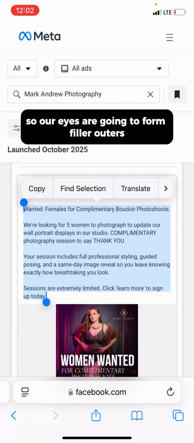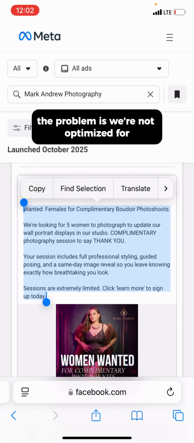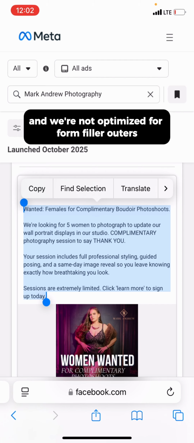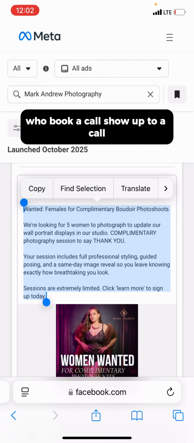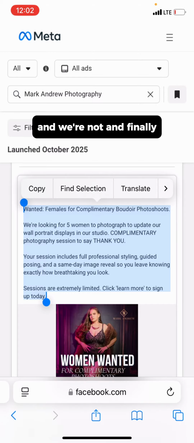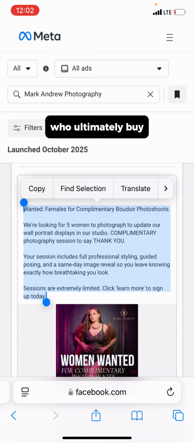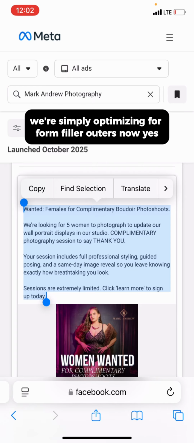So our ads are going to form fillers. Now we understand that, choosing the lead form. The problem is we're not optimizing for form fillers who answer our calls, texts, or emails. And we're not optimizing for form fillers who book a call and show up to a call. And finally, we're not optimizing for form fillers who ultimately buy. We're simply optimizing for form fillers.